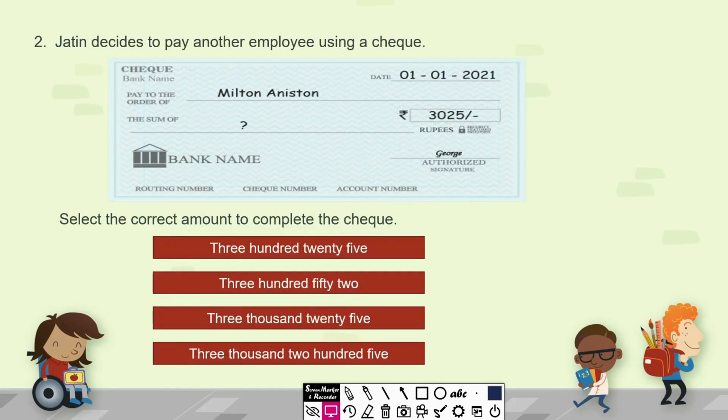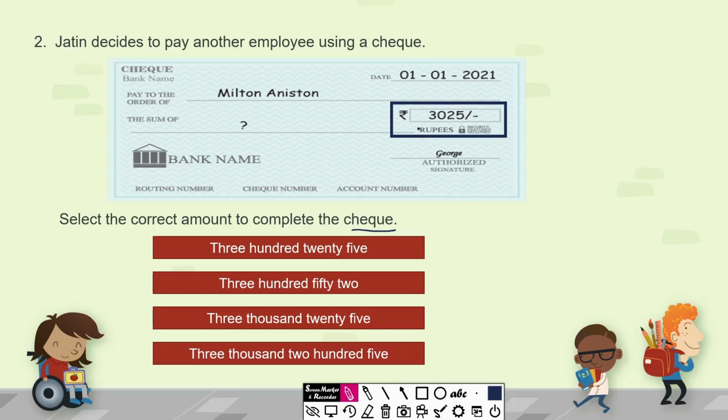Jatin decides to pay another employee using a check. He is paying another employee also by check. Select the correct amount to complete the check. Now where is the amount written on the check? In digits? Can you see? Here it is written. So what is the amount written here?